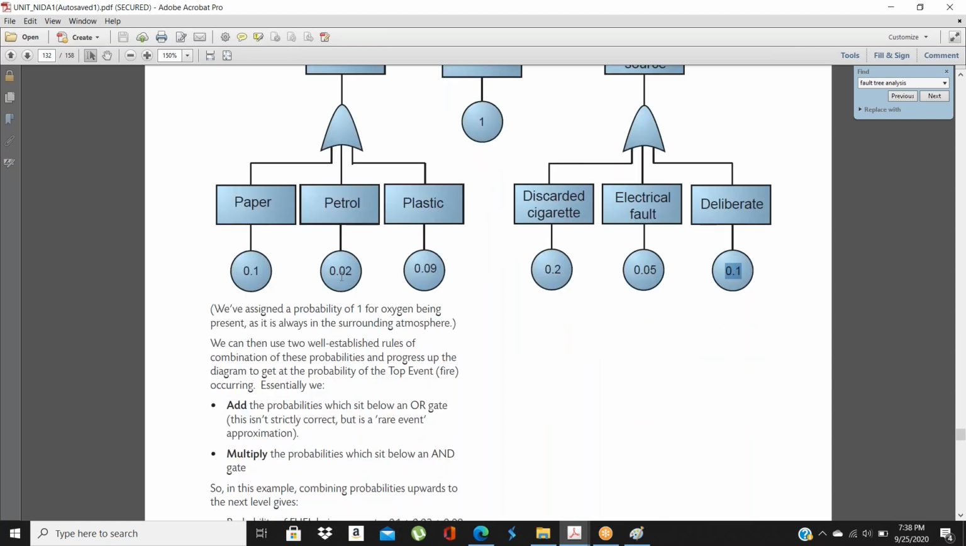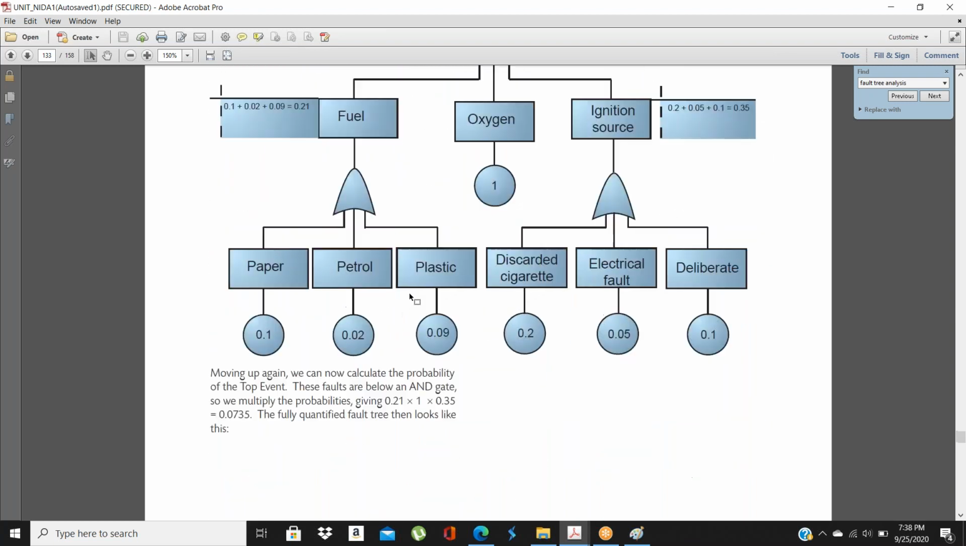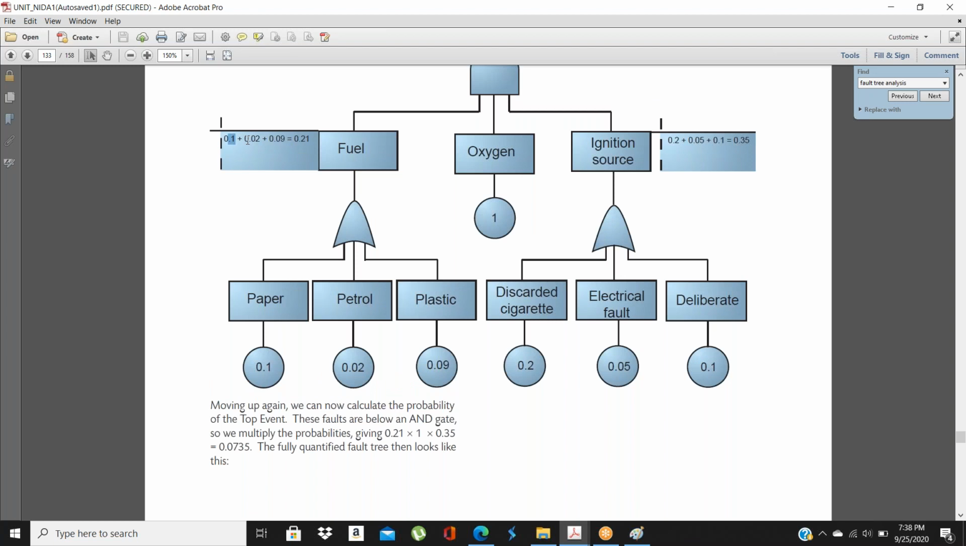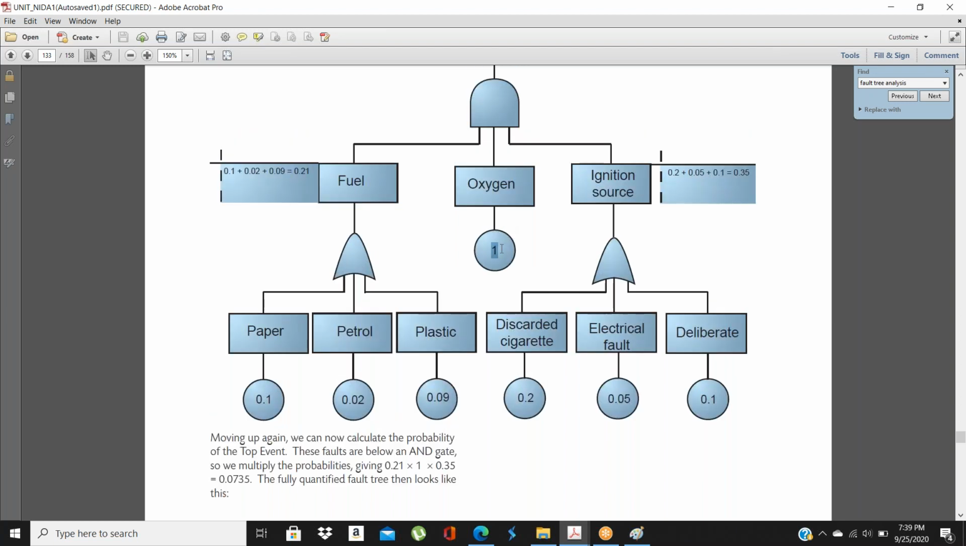So see here, now we will add in the next diagram. Here we add 0.01, 0.02 and 0.09. It will give you 0.21. Here see, the output is greater than the input, okay. Here also we will add 0.05, 0.2 and 0.1, so it becomes 0.3. And for the main event, it should be 1, okay.